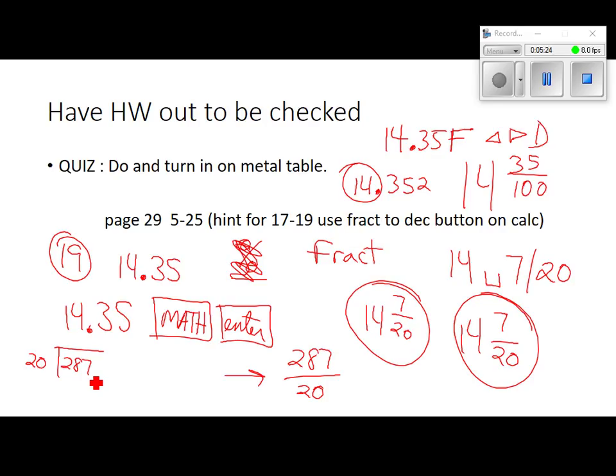20 will go into 28 once. 20, subtract, that's 87. They'll go in there 4 times. I'll write that 87 up here. 4 times 20 is 80. You've got 7 left over. When you write this, that's your whole number, that's your numerator, and that's your denominator. You just go around in a circle: whole number, numerator, denominator.